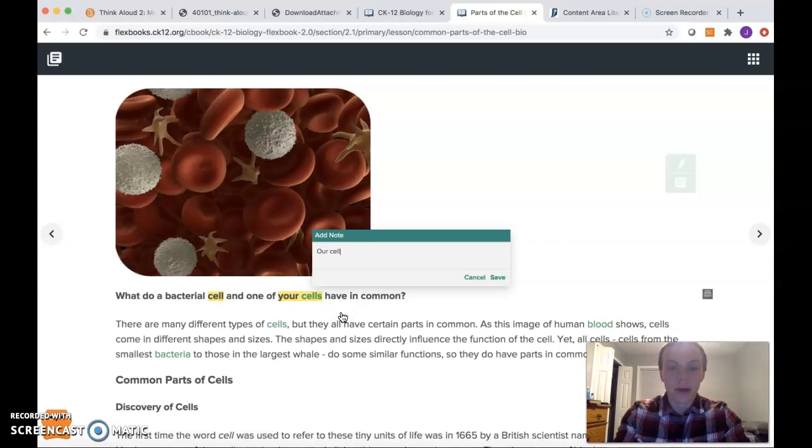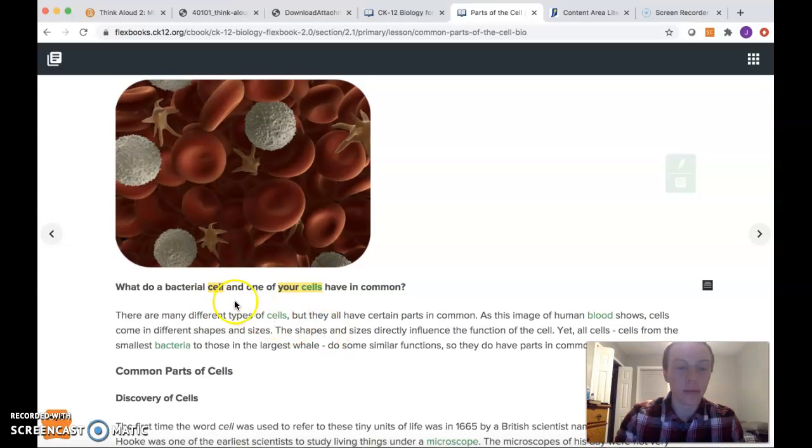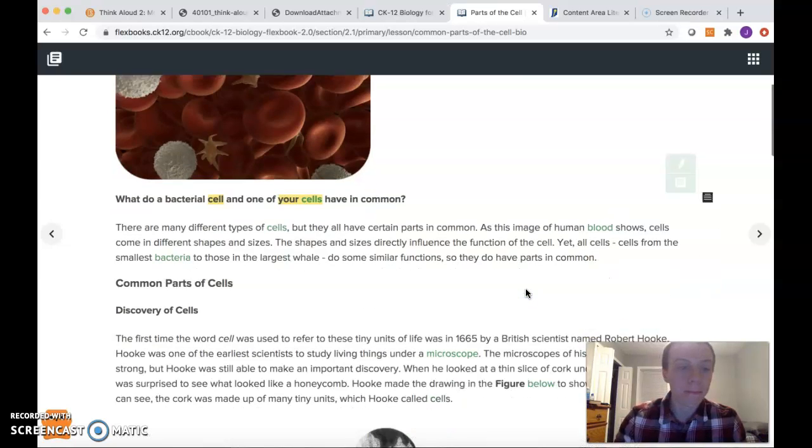Our cells are much bigger, right? And something that's cool about this textbook is as we're making these notes, we can look at them over here and click on this little note, and it pulls up the notes I've made so far.